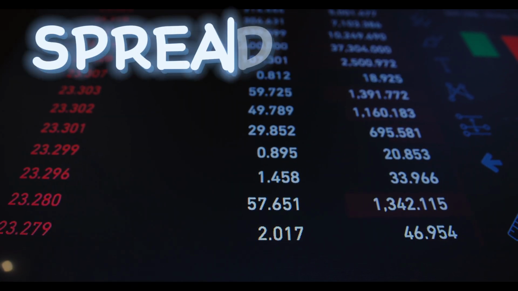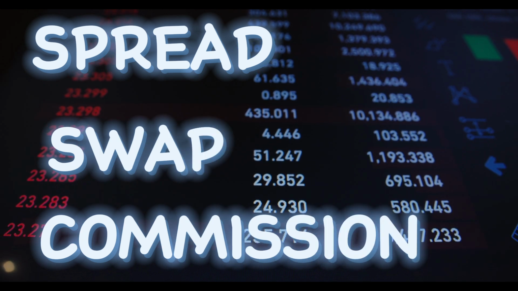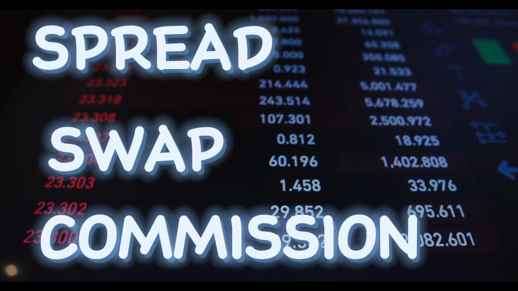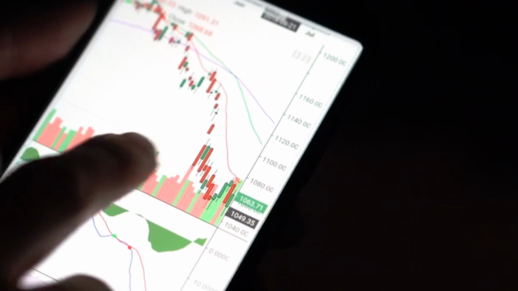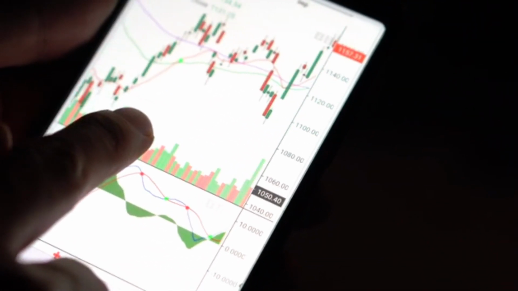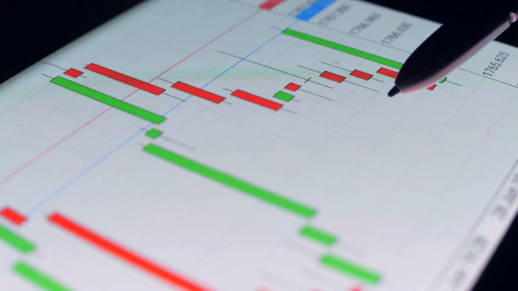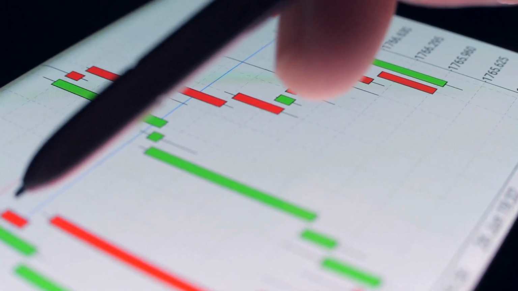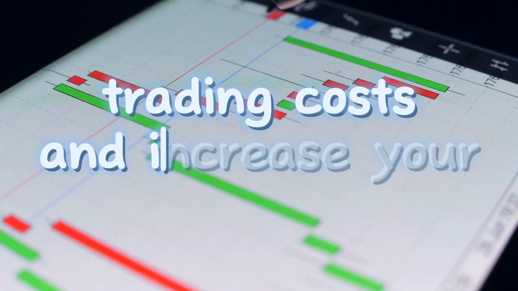Understanding the importance of spread, swap, and commission is crucial for success in Forex. These costs directly impact your trading profits and losses. By choosing a broker that offers reasonable spread, swap, and commission fees, you can reduce your trading costs and increase your chances of success.